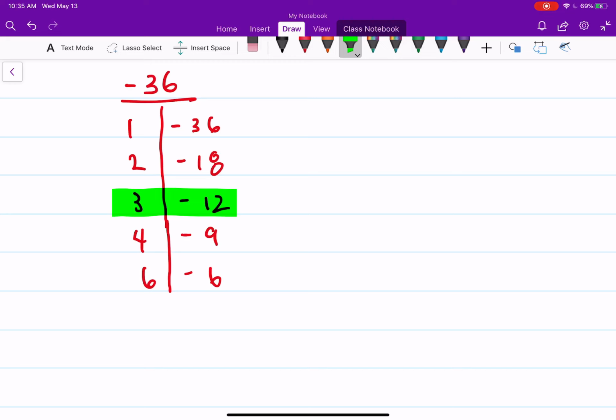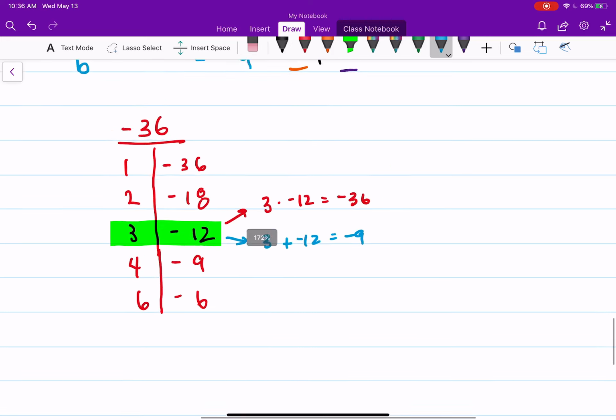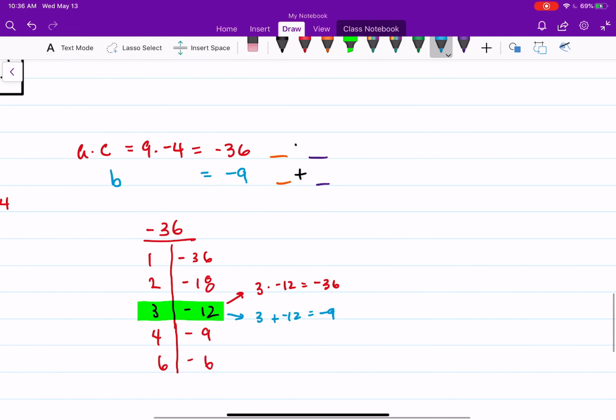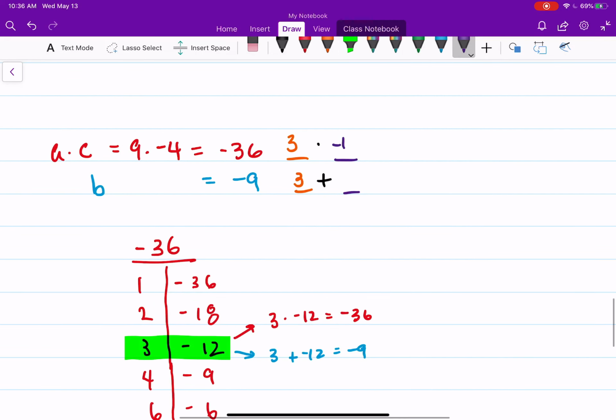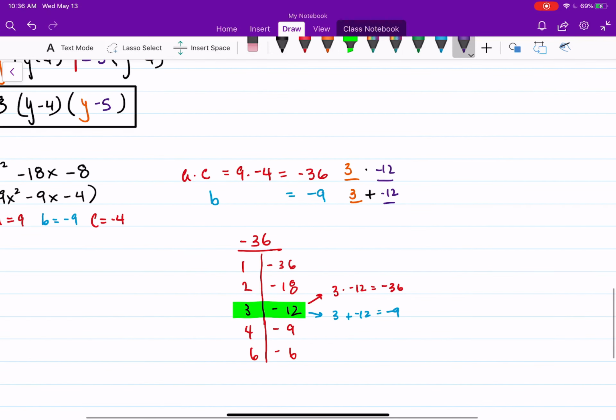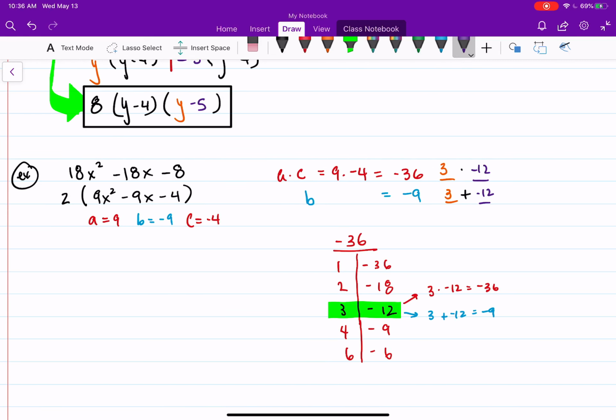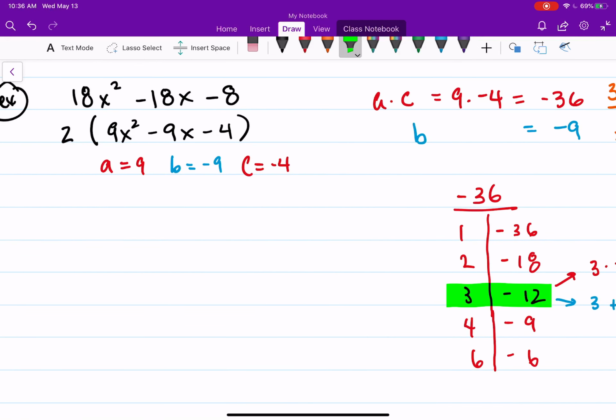So let's look. If I multiply these, 3 times negative 12, does that give me negative 36? Yes, it does. And does 3 plus negative 12 give me negative 9? Yes, it does. So therefore, that must be my 2 numbers, which would be 3 and negative 12. There we go. Okay, so now I got to take those 2 and split the middle term here. So again, the 2 just stays put and comes down, right?